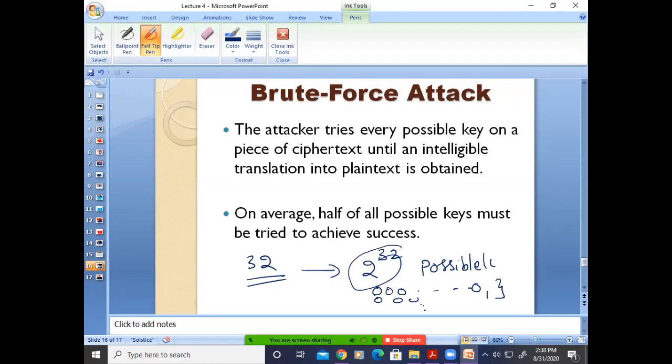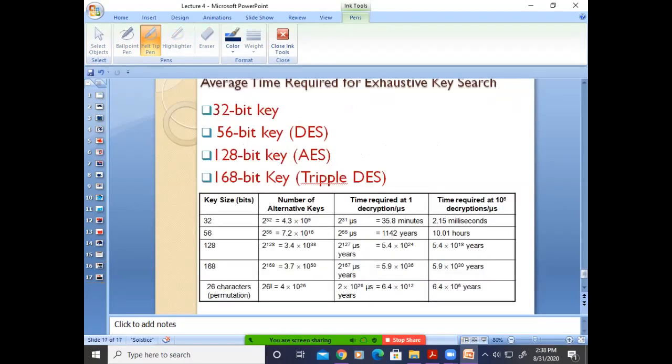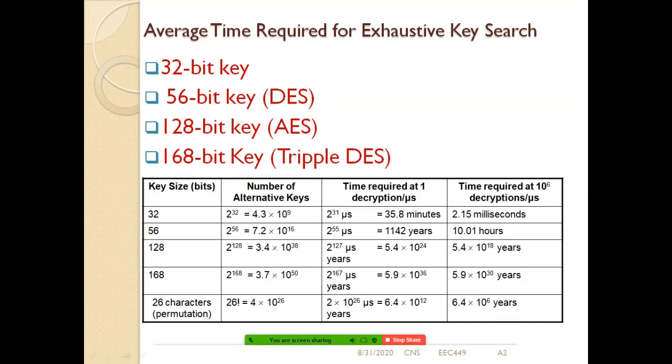So I am showing that table here, please see. Average time required for exhaustive key search: 32-bit key, 56-bit key, 128-bit key, 168-bit key. Here, 56-bit is the Data Encryption Standard, and 128-bit is the Advanced Encryption Standard. For 168-bit, he may use triple DES. We'll see what these standards and algorithms are later. If you see here, 32 bits means the number of alternative keys is 2 power 32, 56 means 2 power 56, and so on.